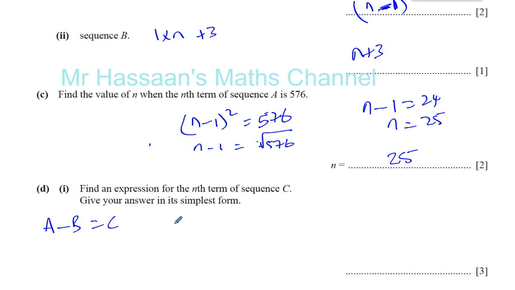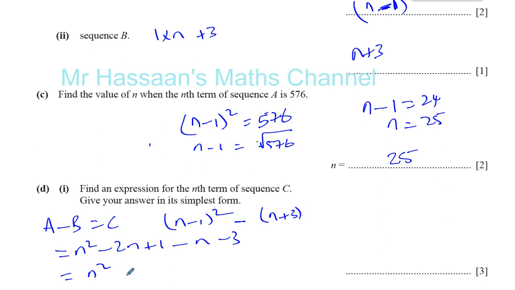So sequence A minus sequence B gives you sequence C. Sequence A was n minus 1 squared, and sequence B was n plus 3. So take away, make sure you put this in a bracket because that will affect everything. So that's going to be n minus 1 squared, which is n squared minus 2n plus 1, minus n minus 3, which is n squared minus 3n minus 2. Okay, so n squared minus 3n minus 2.